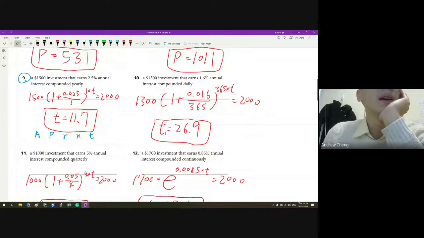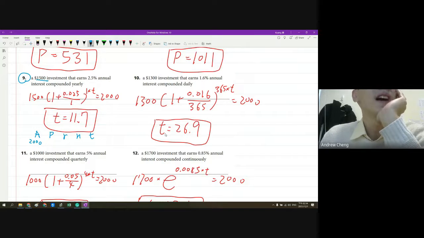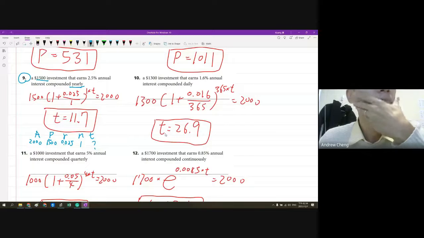It says they want their bank account to reach 2,000. So A is 2,000, and 1500 is the principal. Annual interest is 0.025, which is 2.5%. And the time we don't know. Compounded yearly, so n is 1. So we need to find t.